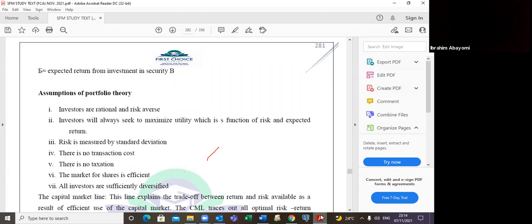Number 3, risk is measured by standard deviation. We have explained standard deviation before. 4, there is no transaction cost, meaning that if you want to buy a security and you want to sell, there is no cost attached to buying or selling. It does not mean that you are going to get it free, it simply means that you are not going to spend transaction costs, maybe issue cost. Do you understand? That's what it means.